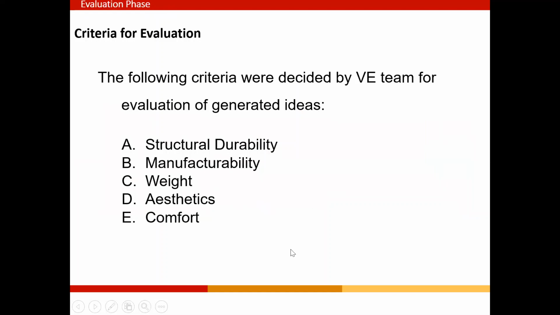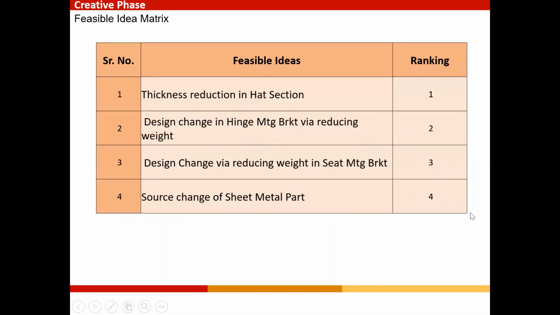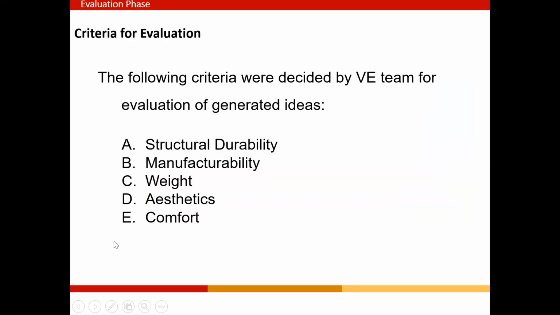And now you have to evaluate. These are the ideas which came from the creativity phase, and it's good to give the ranking in the evaluation phase rather than in the creativity phase. So we have a separate evaluation phase where we need to evaluate all the ideas, then give the ranking. Here, what I analyze is 5 criteria, like we saw yesterday. The first criterion is structural durability. The second is manufacturability, then weight, aesthetics, and comfort. Again, the criteria can be fewer or more, and I can consider some other criteria also.